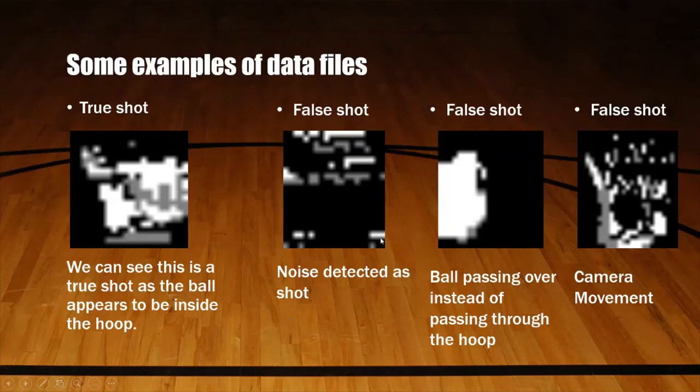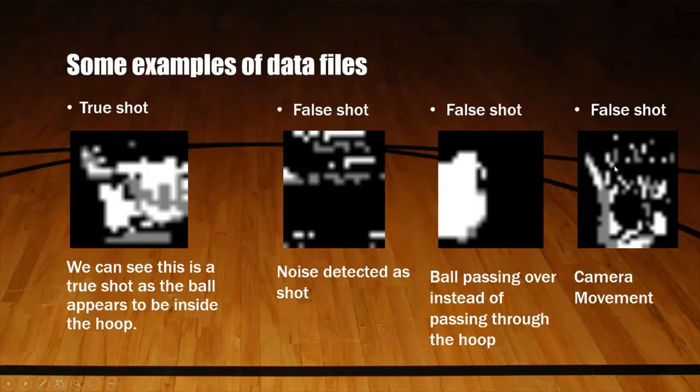This is a false shot. This was detected as a shot, but it was some noisy elements, and I classified it as a false shot because there's no ball moving around it. This is the interesting case of a false shot where the ball passes over the hoop instead of through the hoop. As you can see, someone threw the ball and it appears to be near the hoop, but it is not. It's near the camera, so it is passing over it.